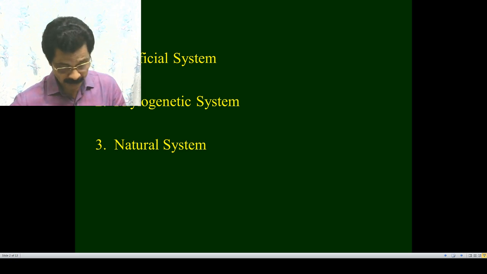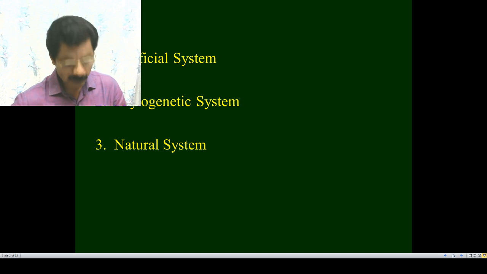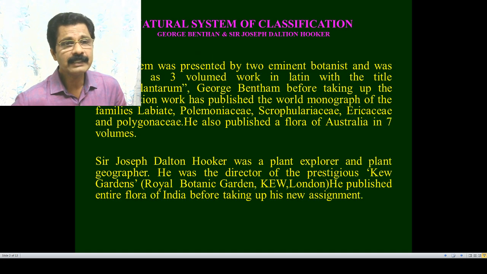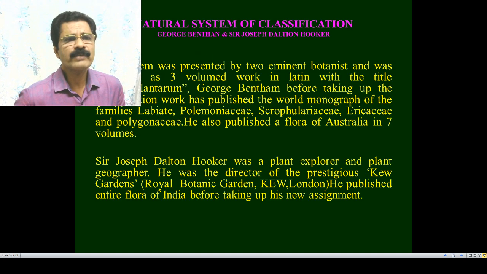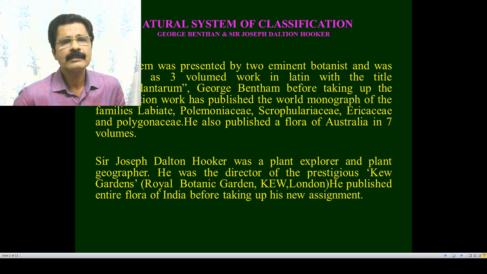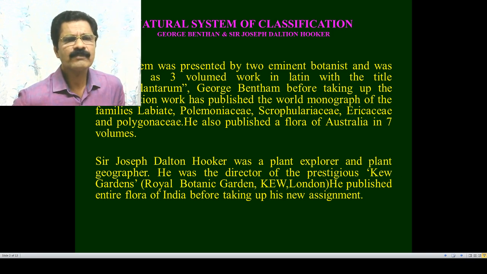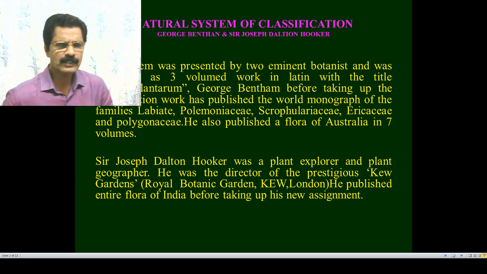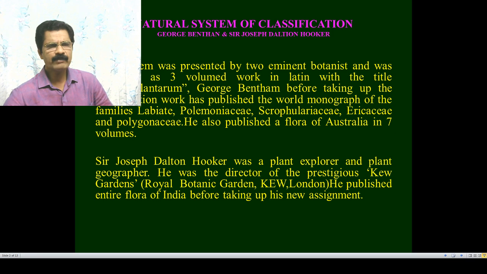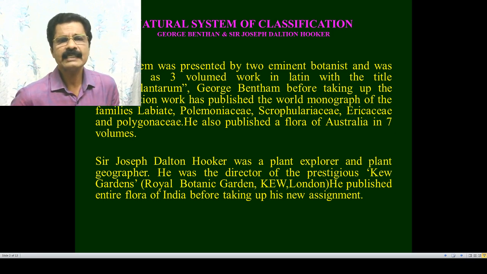Who proposed the natural system of classification? The natural system of classification was proposed by George Bentham and Joseph Dalton Hooker. This system was presented by two eminent botanists and was published as a 3-volume work in Latin with the title Genera Plantarum.